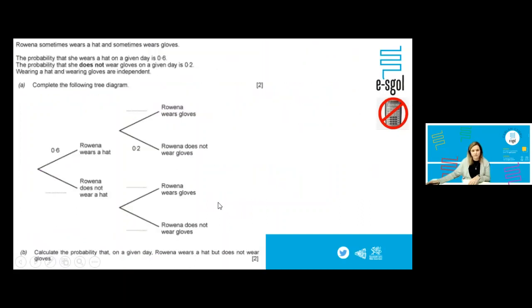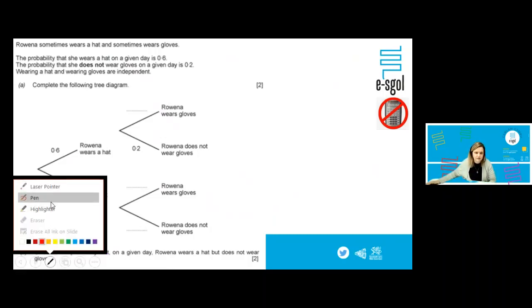If you can now pause the video and have a go at the question, you can see on the board it does involve some decimals. But it's the same process. Have a go at that and I'll be back in a second to go over it. Okay, so we're going to start going over it.